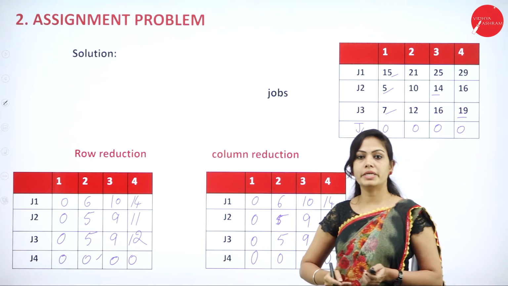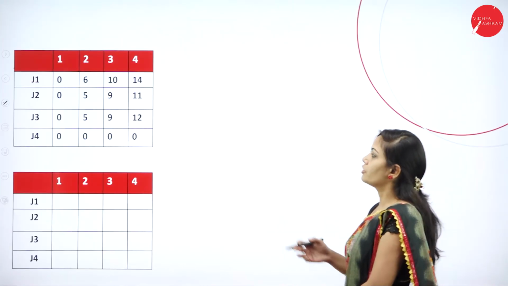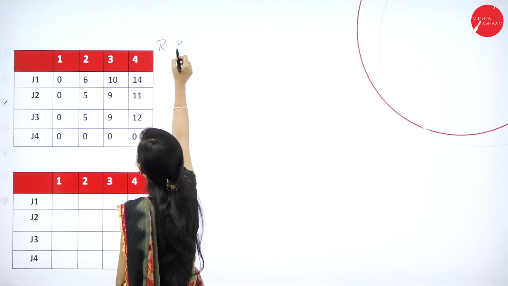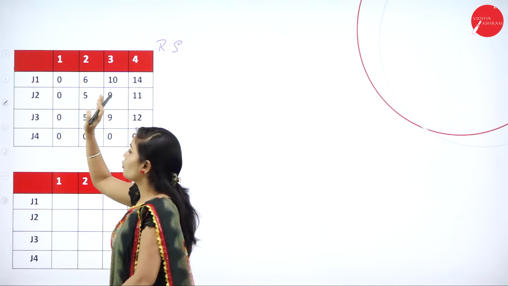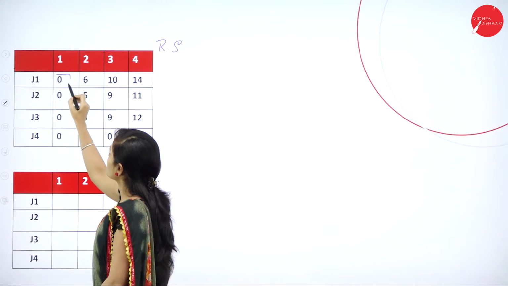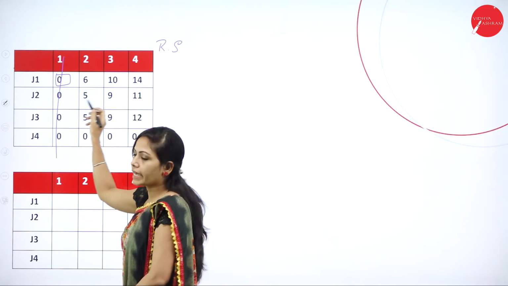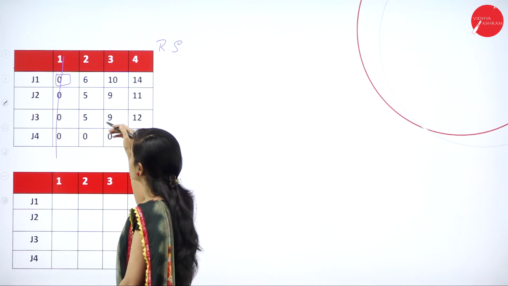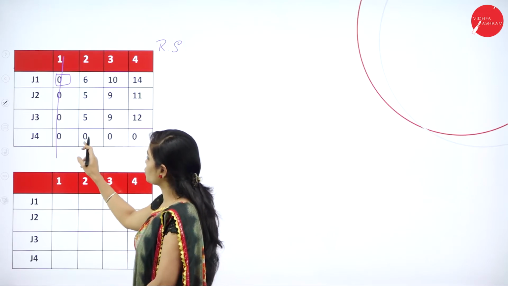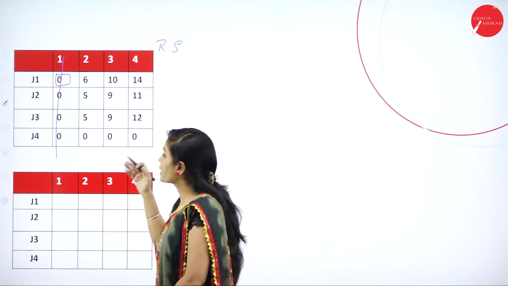So after this column reduction, you can find the optimal solution. By using the reduced values, I will find the optimal solution. So first I will do row scanning. In the first row, I have only 1 zero. If you get only 1 zero, you can put a square box around that 0 and put a vertical line. In the second row, there are no zeros, so you just skip that. In the third row also, no 0. In the fourth row, I have 3 zeros. If you get 2 or more zeros, you just skip that line.